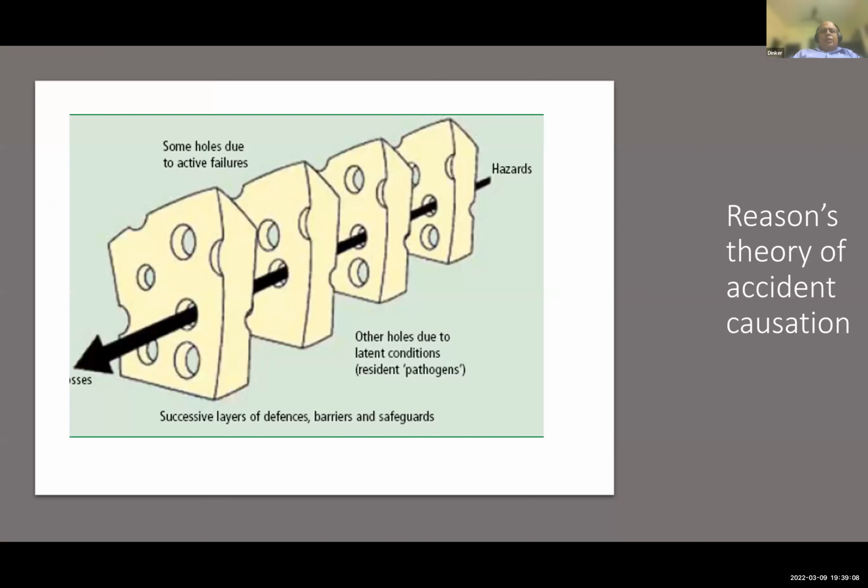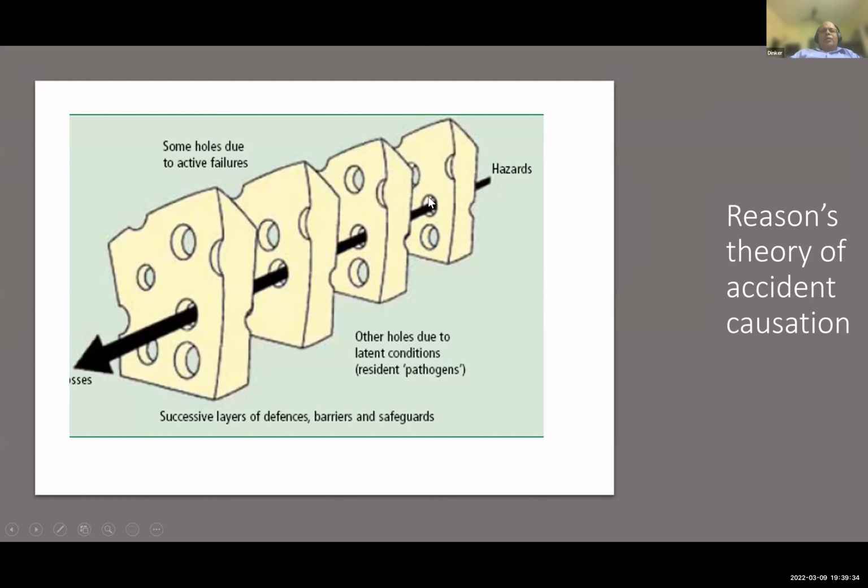So this is the Reason's model for causation of error. I'm sure those of you who are in quality assurance who have studied this will understand this model. Essentially he was talking in terms of industry, but it applies equally to healthcare. He said that every slice of Swiss cheese has many holes in it, and every slice of this cheese is acting as a barrier to an error happening.